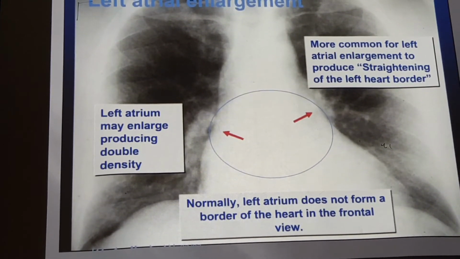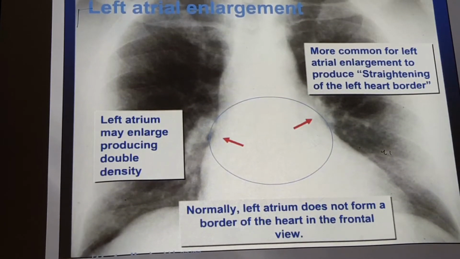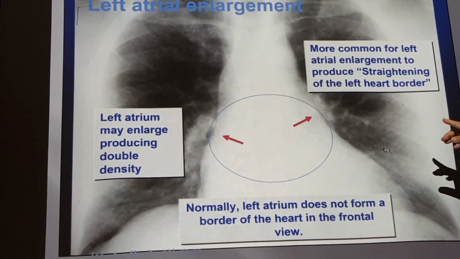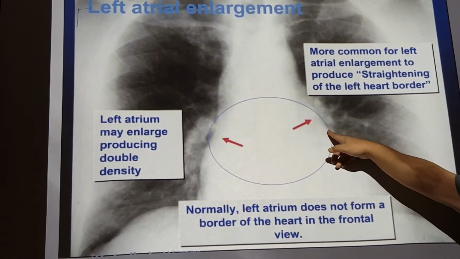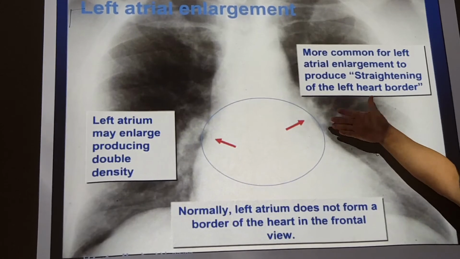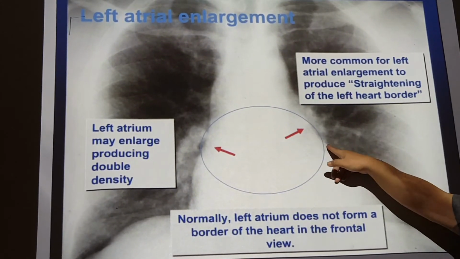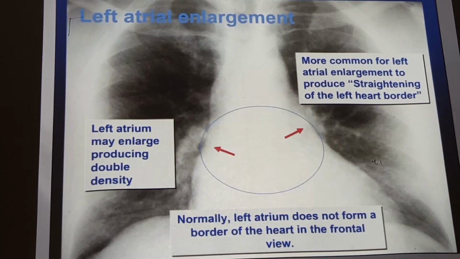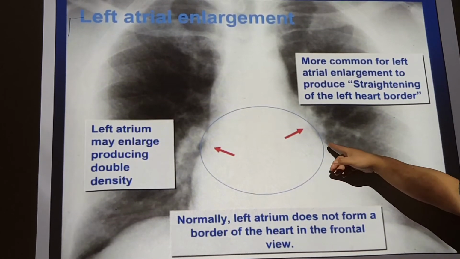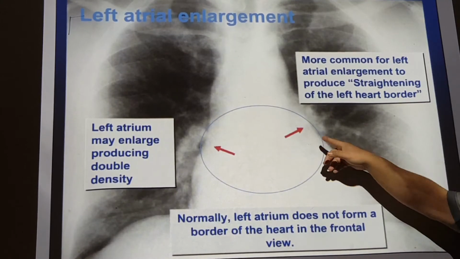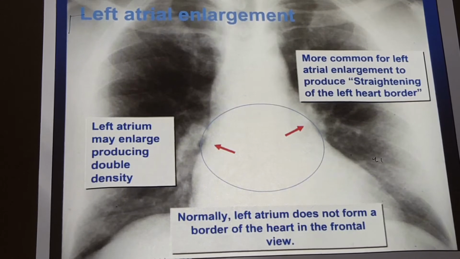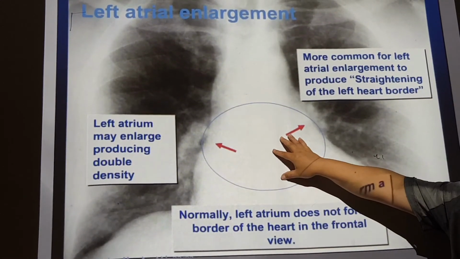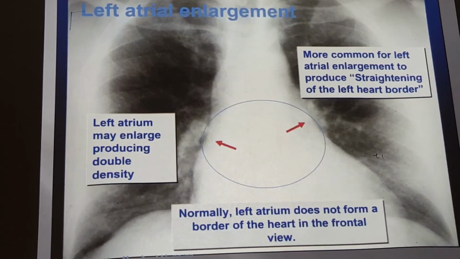So when we look for signs of left atrial enlargement, one of the more common signs is what we call straightening of the left heart border. So we check if there's straightening. Normally there's a slight concavity. When we see straightening of that border of the left heart border where your left atrial appendage is located, that's one sign of left atrial enlargement. Also, aside from the double density and double wall sign.